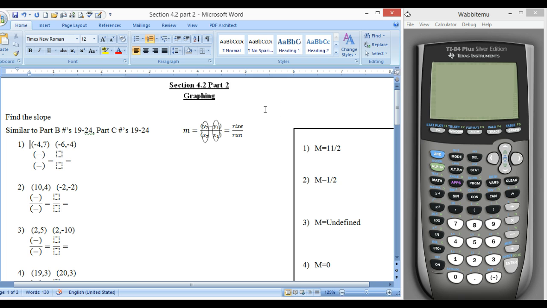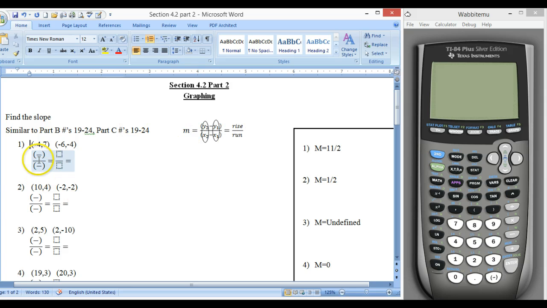So rise means I'm doing the subtraction of the y's on the top. It even kind of rhymes, rise and y's. Then run, I run in a horizontal fashion. So this is where I subtract the x's. And that's another way to help remember where what subtraction goes where and what divides what.